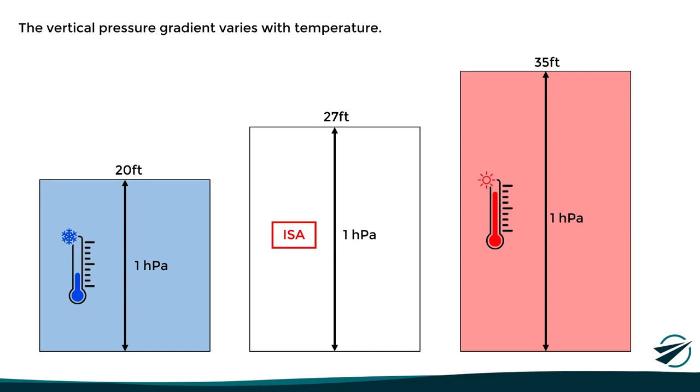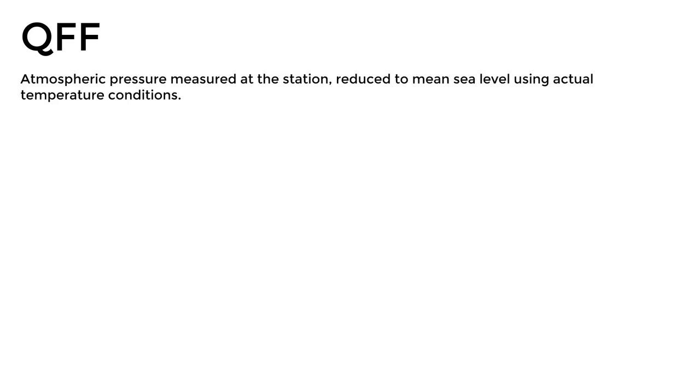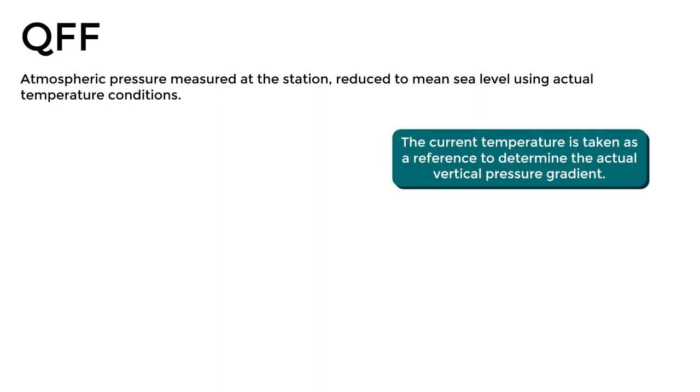So, with all this in mind, we can move on to the next concept, the QFF. This is the atmospheric pressure measured at the station, reduced to mean sea level, but now using actual temperature conditions. This means that, unlike the QNH, the current temperature is taken as a reference to determine the actual vertical pressure gradient, thus obtaining a more accurate and realistic sea level pressure value.